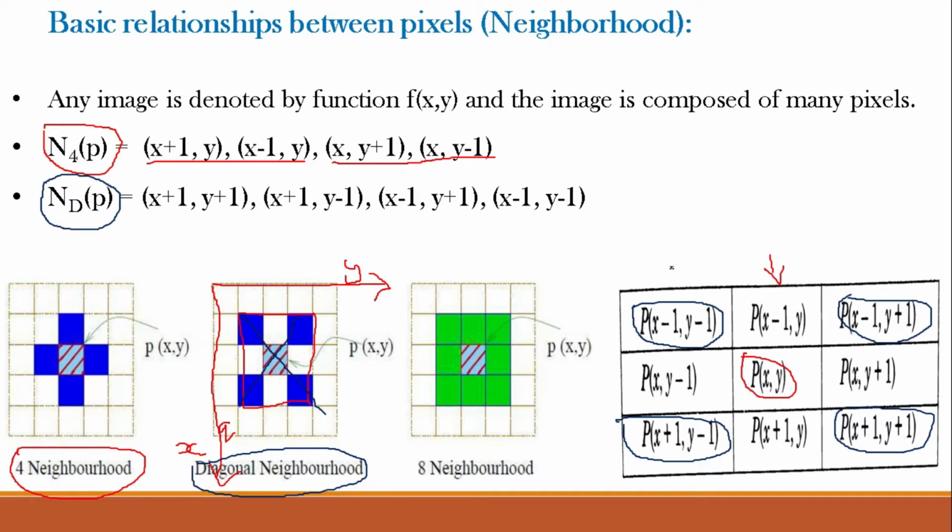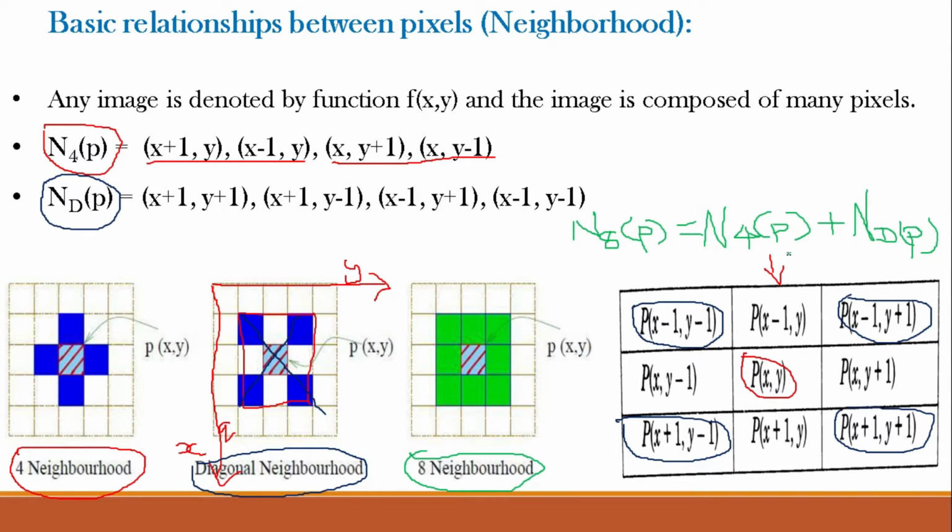Okay, let's go ahead and understand the 8 neighborhood pixels. So 8 neighborhood pixels is nothing but the combination of 4 neighborhood plus 4 diagonal pixels. So N8 of P is equal to N4 of P plus ND of P, or you can say N4 of P union of ND of P. So that is basic relationship between pixels neighborhood.